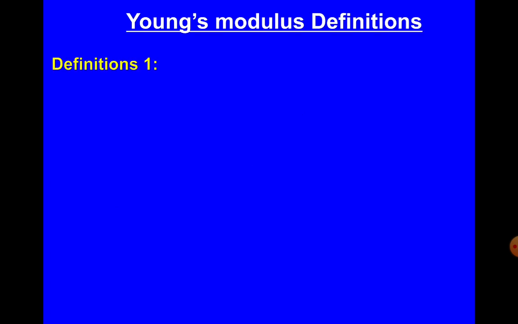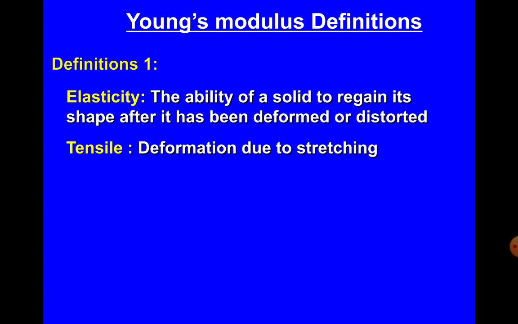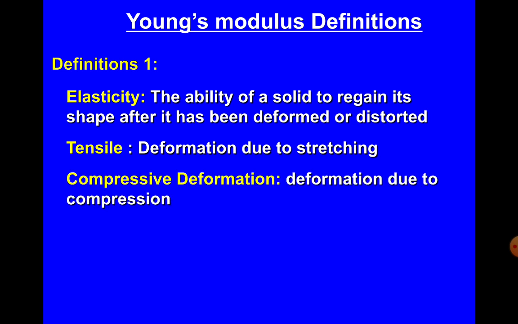First thing, what do we mean by elasticity? That is the ability of a solid to regain its shape after it has been deformed or distorted. Okay? But which law would follow this? Think about this. Tensile is a deformation due to stretching. Tensile is like stretching. Compressive deformation, like pushing, is a deformation due to compression.